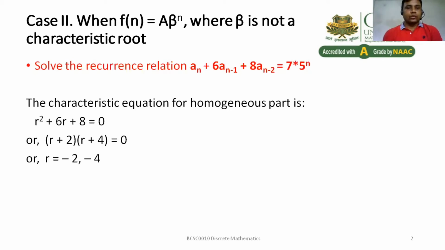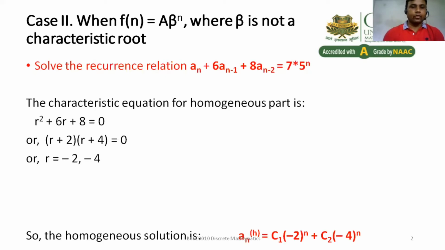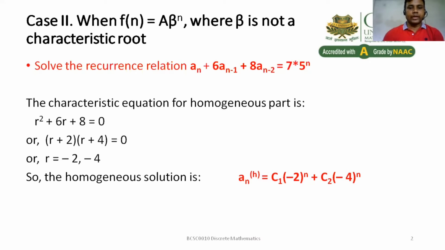Here we have got two characteristic roots which are real and distinct. Therefore, the homogeneous solution will be written as an h equals c1 times minus 2 raised to power n plus c2 times minus 4 raised to power n, where c1 and c2 are constants. So this is the homogeneous solution of the given recurrence relation.